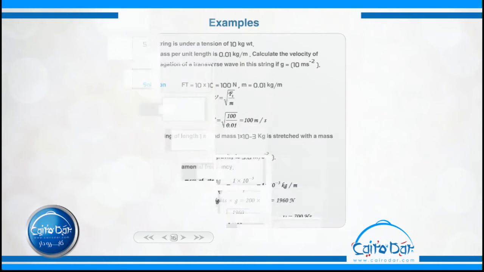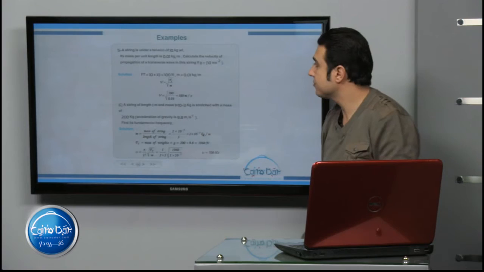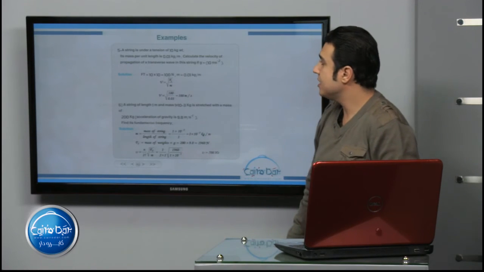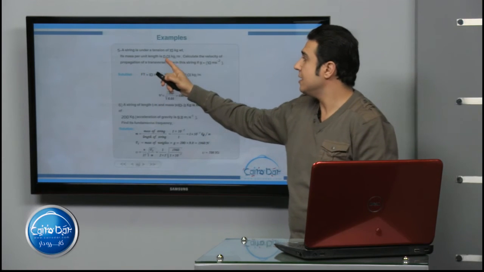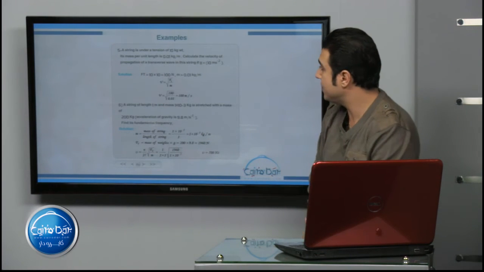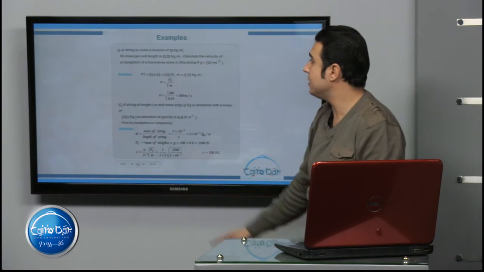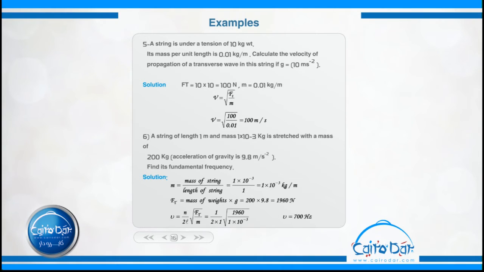Let's move to another example. A string is under a tension of 10 kilogram weight. Its mass per unit length is 0.01 kilogram per meter. Calculate the velocity of propagation of a transverse wave in this string if g equals 10 meter per second squared. First, we have the tension force in kilogram weight. To change it to Newton, we multiply it by 10. So the tension force equals 10 times 10 equals 100 Newton.